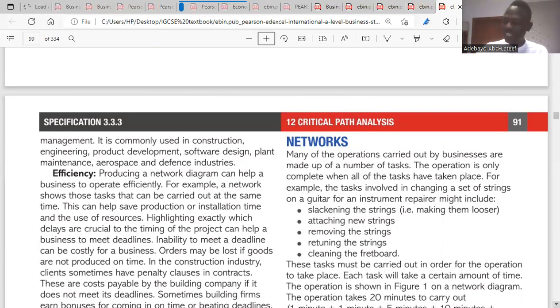Do you understand what efficiency is here? Efficiency means that you're getting it done at the right time. You deliver at the right time. So when you're talking about efficiency, it means you are doing everything possible to ensure that everything is done the right way.